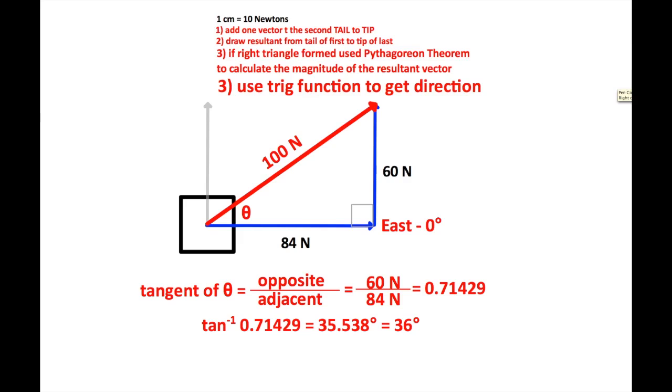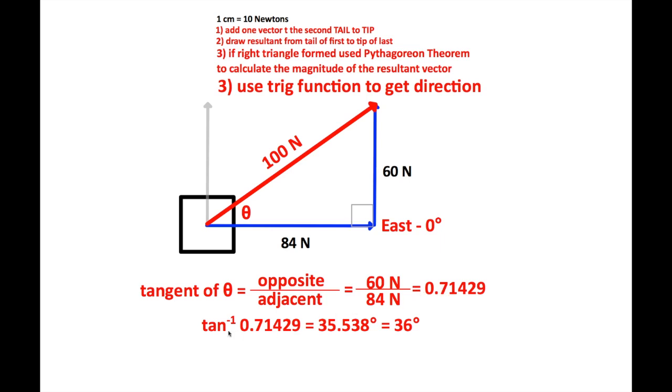If I could just find angle theta, since that is counterclockwise from east, in this case, that's going to be my direction, but I can't do it. Yes, you can. Tangent, opposite over adjacent. I know in this case the adjacent side is 84 and the opposite was 60, so I take my opposite, which is 60, divided by my adjacent, which is 84. And that number is the tangent of theta. But I don't really care about the tangent of theta. I want theta.